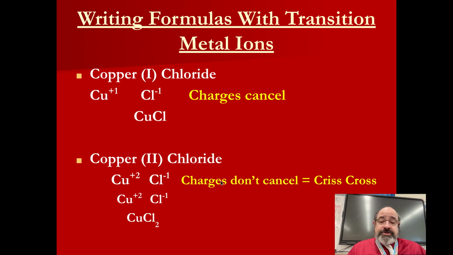Oh no, now the charges don't cancel. So what are you going to have to do? You're going to have to crisscross. So the 2 comes down, the 1 comes down, and the 1 disappears. Bye-bye. And then the 2 stays there, so it's CuCl2. So this is copper 2 chloride, not because there's a 2 here, but because the charge is a 2. And this is copper 1 chloride because of the plus 1 here, not because there's a 1 here. So just be careful. Don't assume that. It's because of the ions. First you write the ions, then either they cancel or they crisscross.